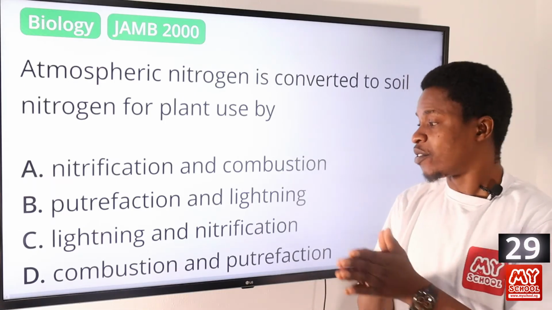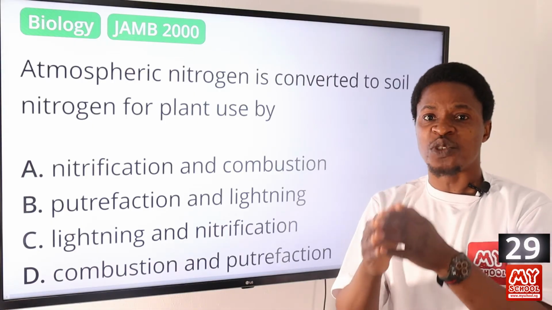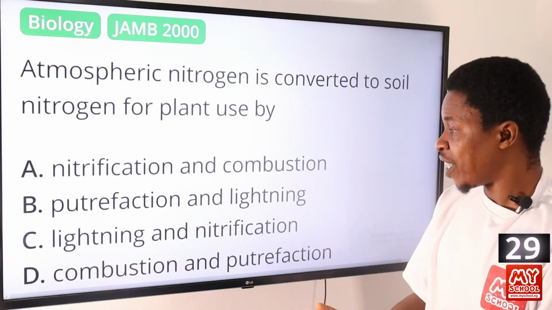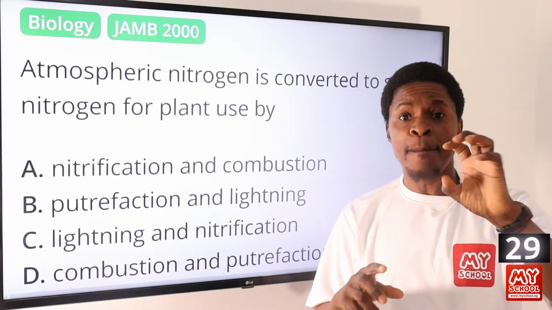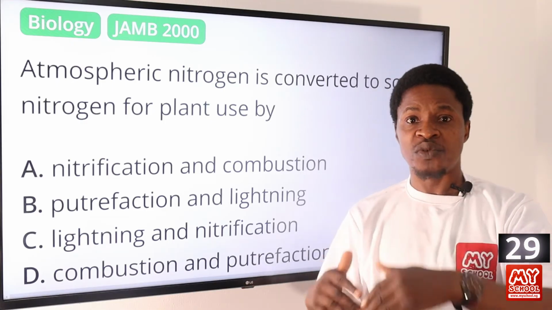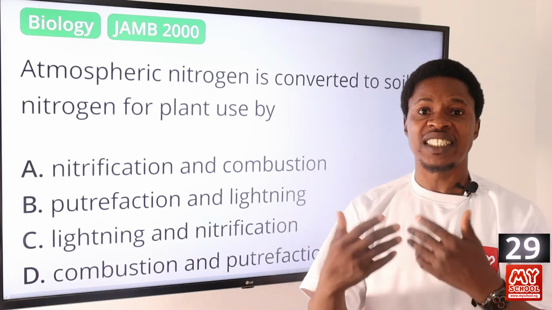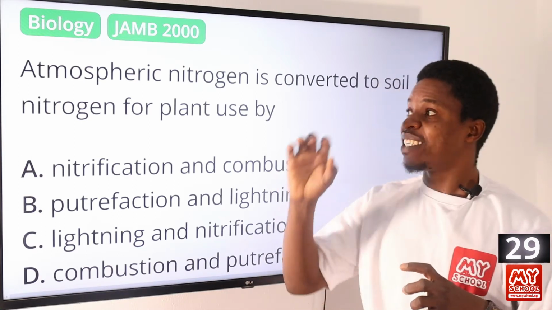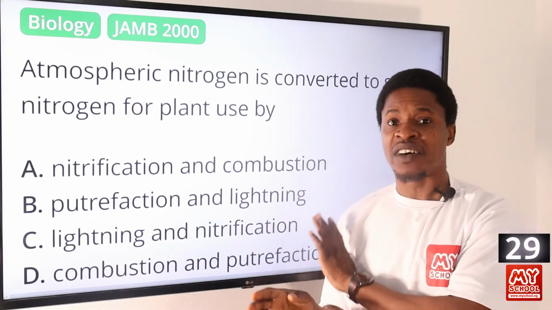Then we also talk about nitrification, another process, because nitrification has to do with conversion of nitrogen. When we say conversion of nitrogen, majorly conversion of ammonia into forms, maybe nitrates, that plants can actually use. Those are the points. So if you understand what nitrogen fixation is, I think this question is solved already.